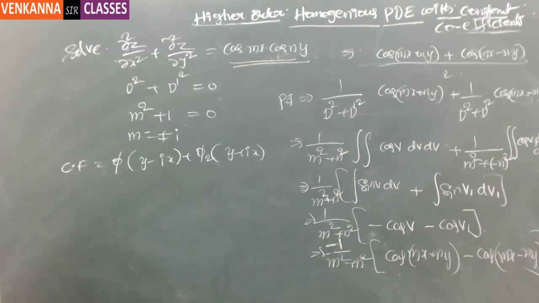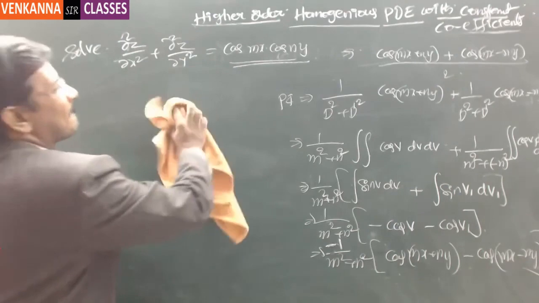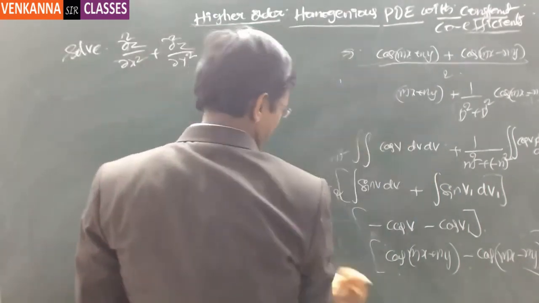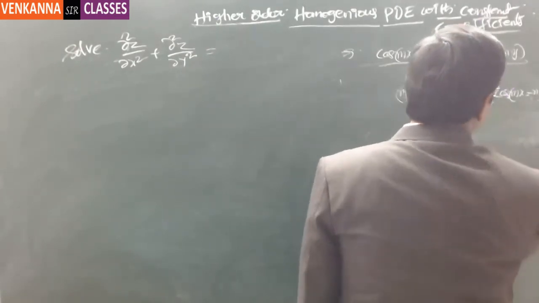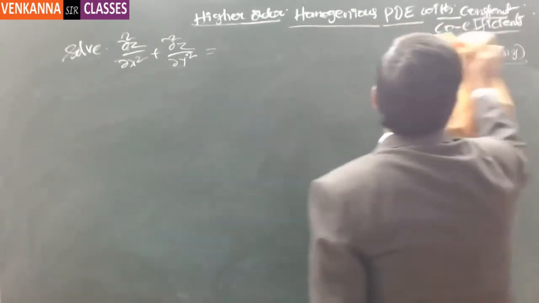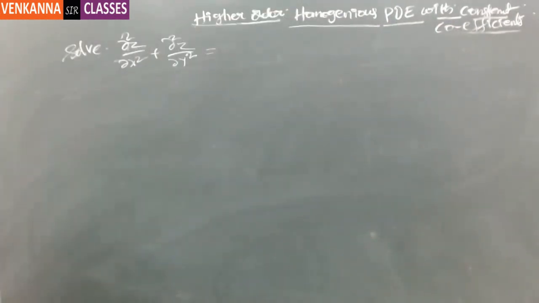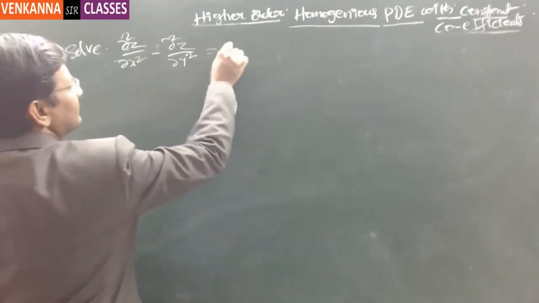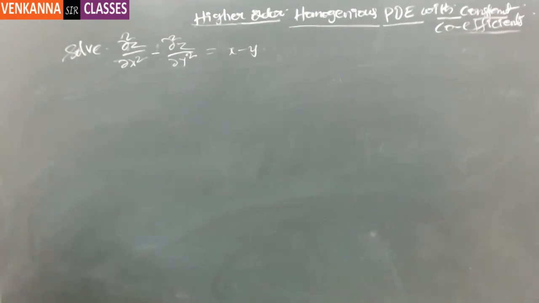Note down one more. This is a little bit tricky. dou square z by dou x square minus dou square z by dou y square is equal to x minus y. Can you solve this? So this is minus and this is x minus y. Solve this differential equation. You will face certain issues in this differential equation. This is the other case.